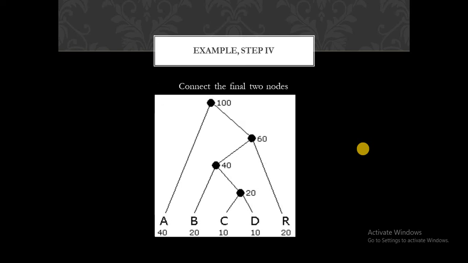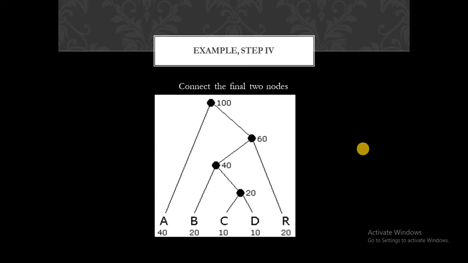So now the frequency of the new parent node is 100, because the frequency of A is 40 and the frequency of the previous parent node is 60. 60 plus 40, that is 100. Now this 100 will be considered as the root node. A, B, C, D, R are leaf nodes, and 100 is the root node. So this is the complete Huffman tree.